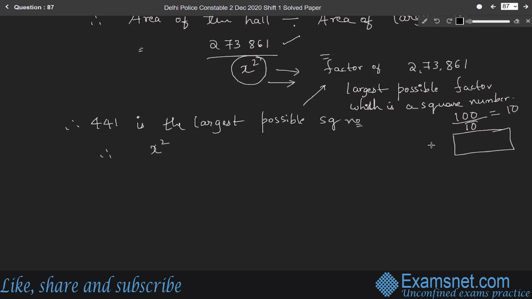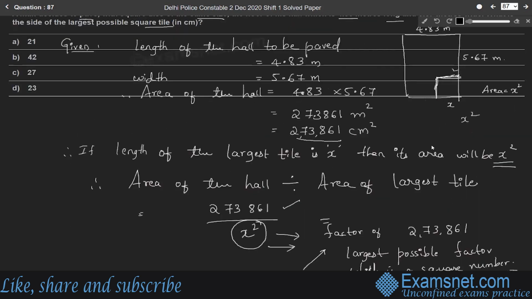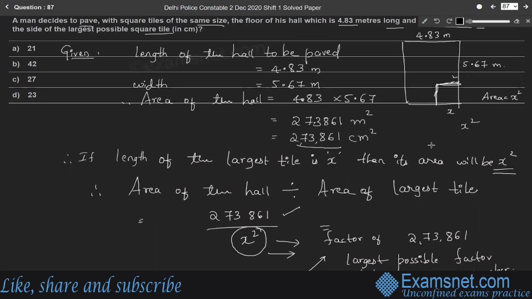Therefore, x square is equal to 441. Therefore, x is equal to 21 because 21 square is 441, right? Therefore, the dimension or length or width of the largest possible tile is 21 centimeter. So the side of the largest possible square tile is 21 centimeter. Hence option A is the right answer.